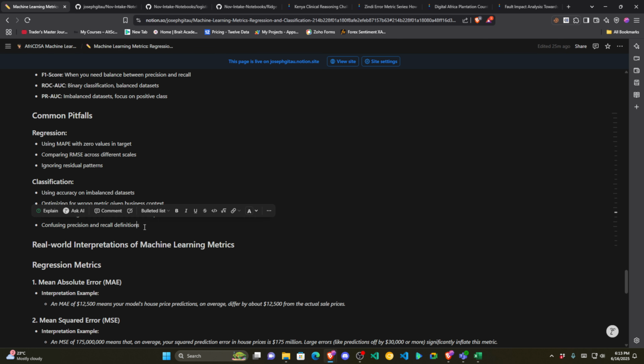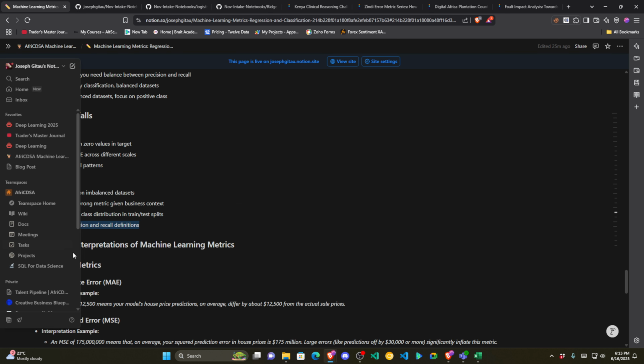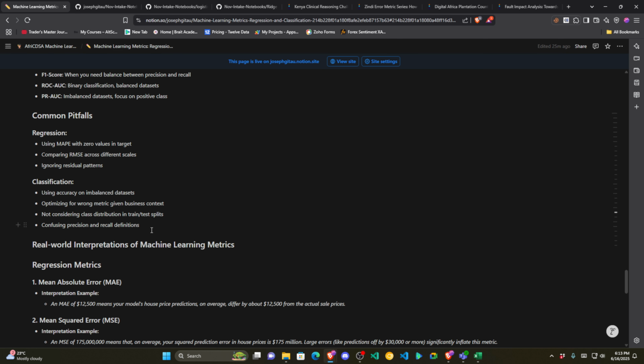Then lastly, confusing precision and recall definitions. You should not confuse precision and recall definitions. I've defined what they are in the notes, so you should go through them all over again and understand them. You can write the interpretation somewhere and at least know what each and every metric means. Yeah, so those are the common pitfalls that you might experience when evaluating your model.